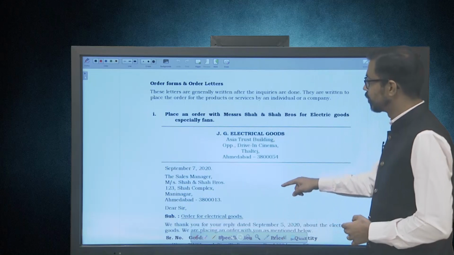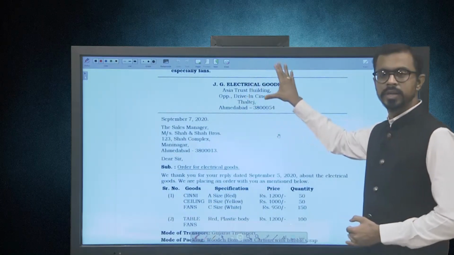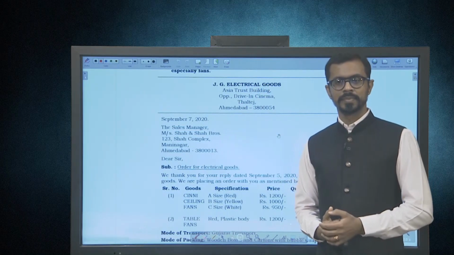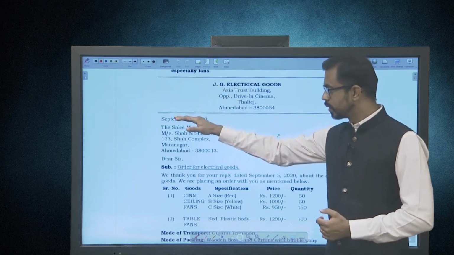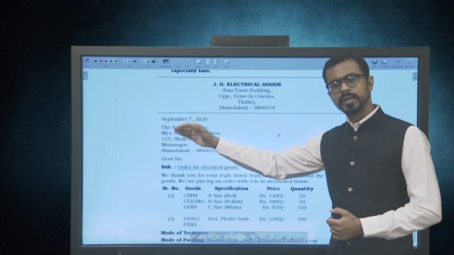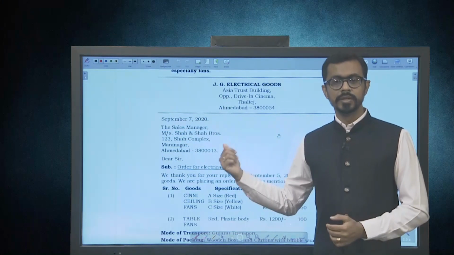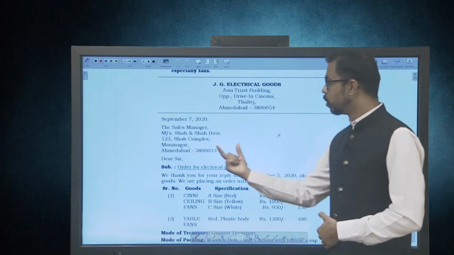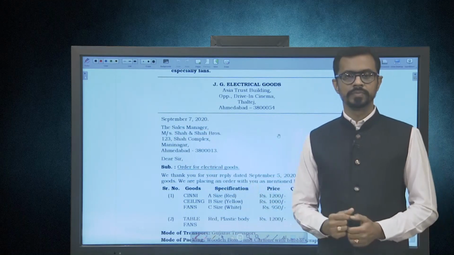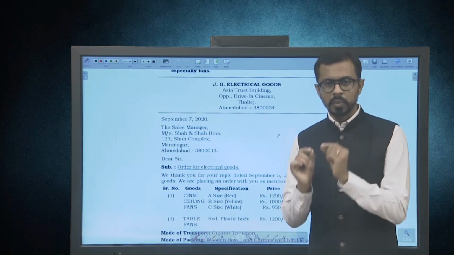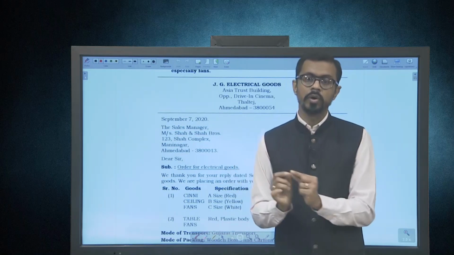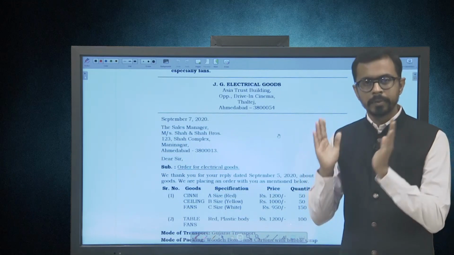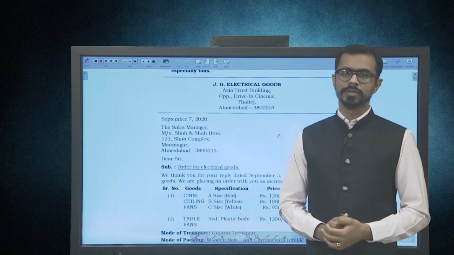Now, the letterhead mentioning the details of the company, the name and the address. After the letterhead, we use the date. Then the recipient address. Dear Sir, subject. Now here, the subject mentions order for electrical goods. After that, when the order letter is drafted, make sure that all the details that are required are properly included in the letter.